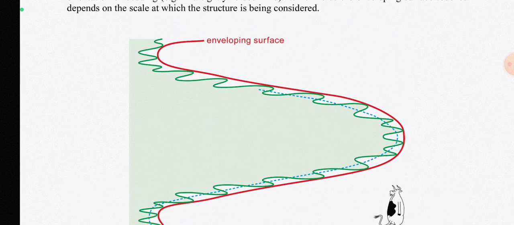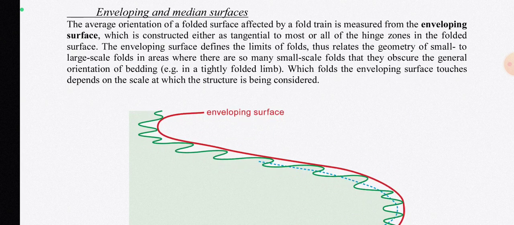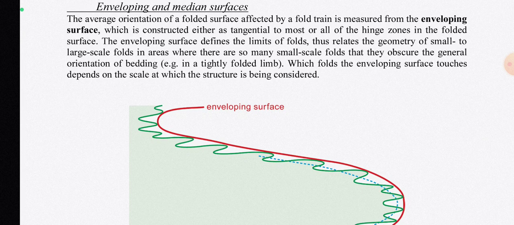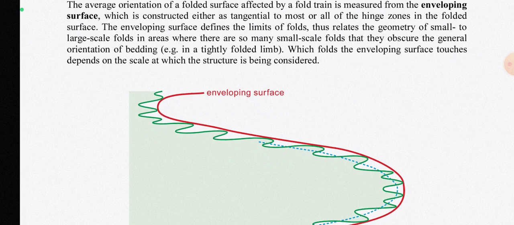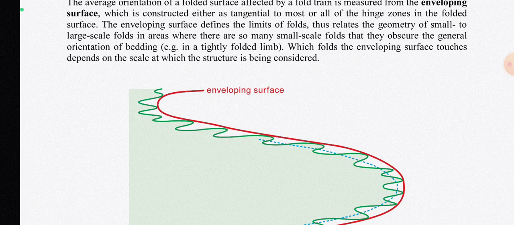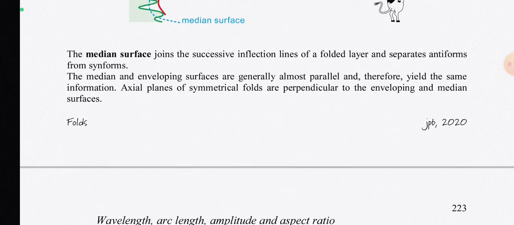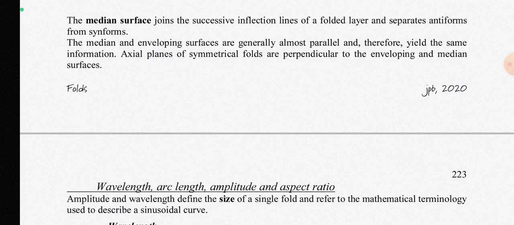Yes. Now the median surface. What is being said about the enveloping surface and median surface: the average orientation of a folded surface affected by a fold train is measured from the enveloping surface, which is constructed as tangential to most or all of the hinge zones in the folded surface. The enveloping surface defines the limits of folds, thus relating the geometry of small to large scale folds in areas where there are so many small scale folds that they obscure the general orientation of bedding. For example, in a tightly folded limb, which folds the enveloping surface touches depends on the scale at which the structure is being considered. Okay, the median surface joins the successive inflection lines.